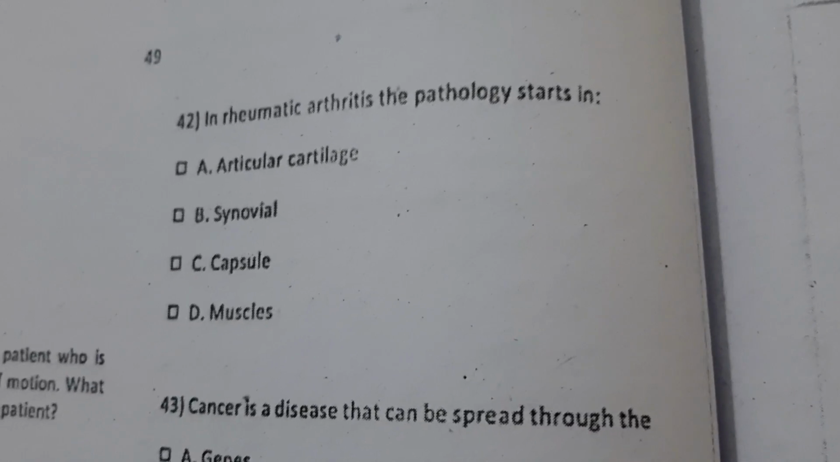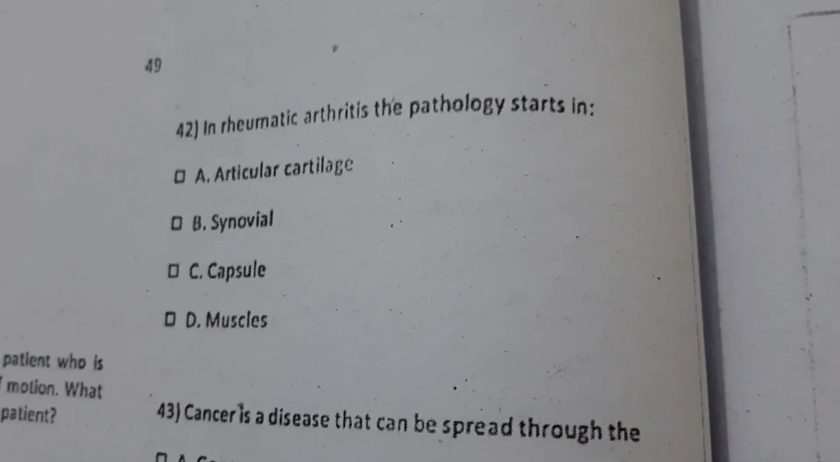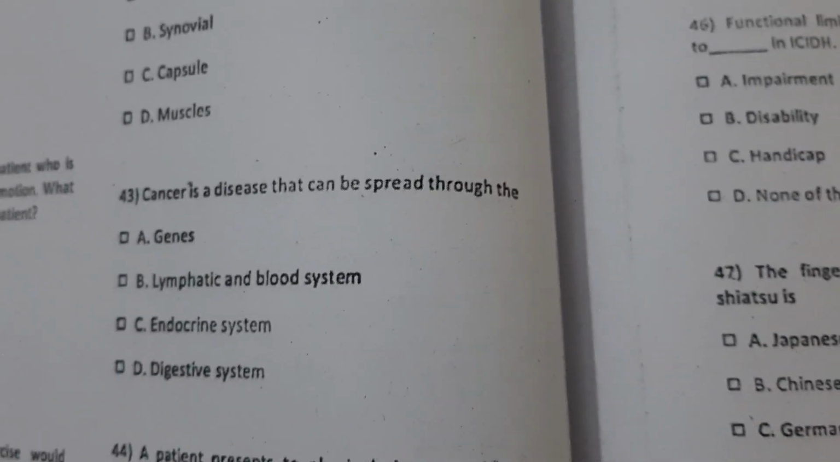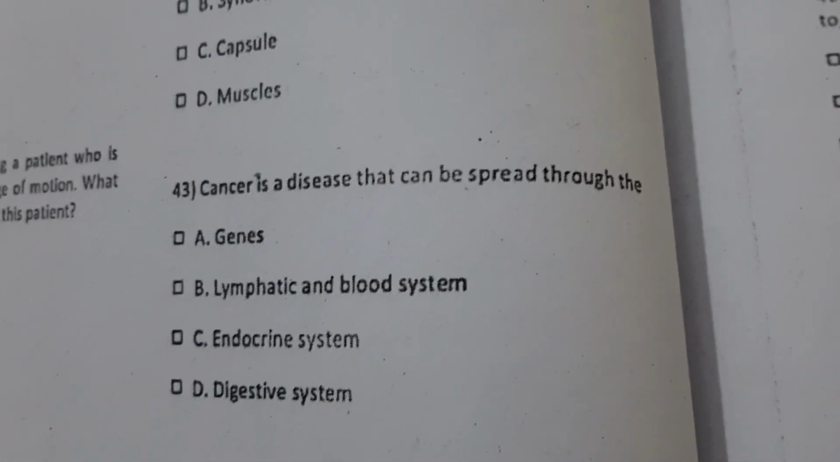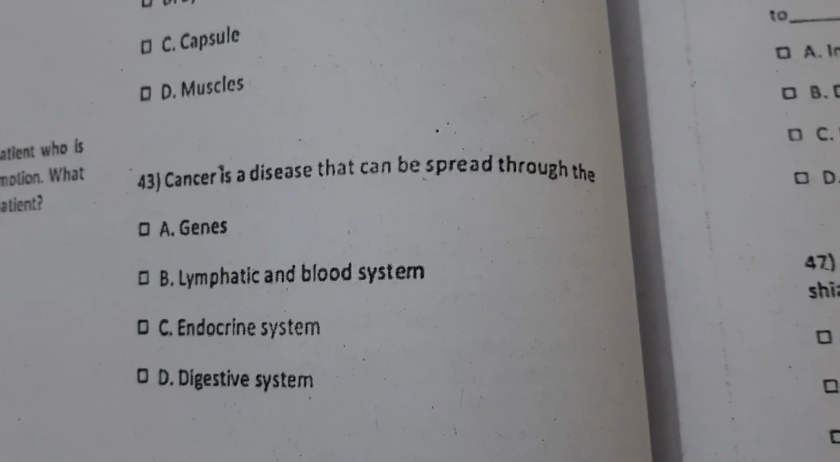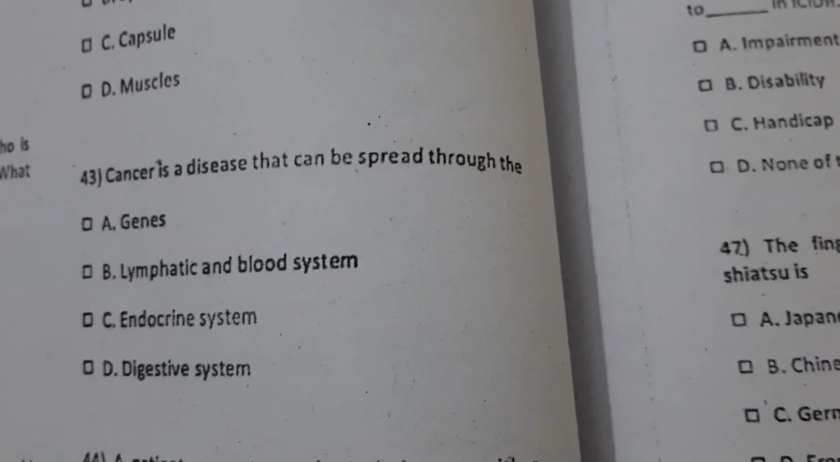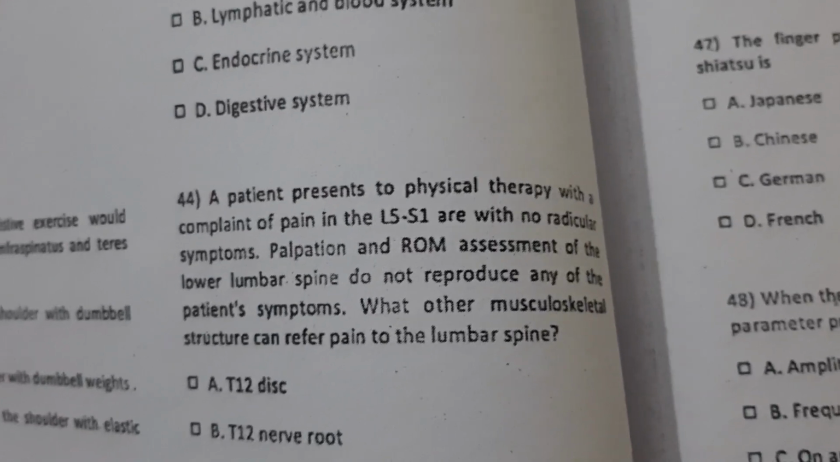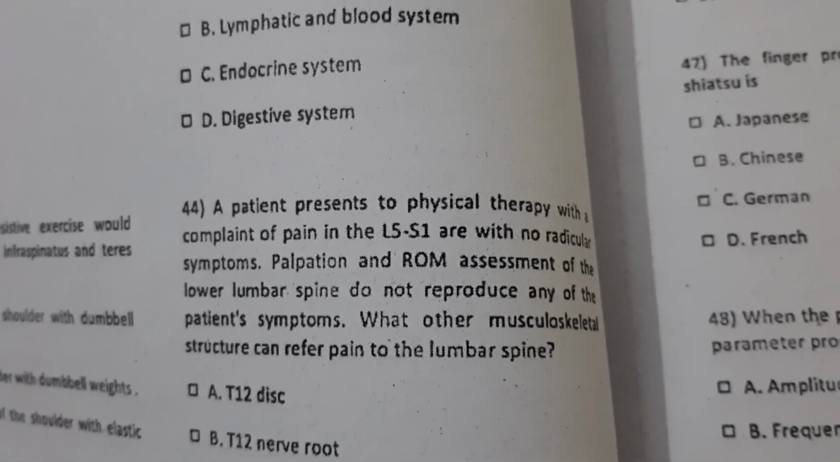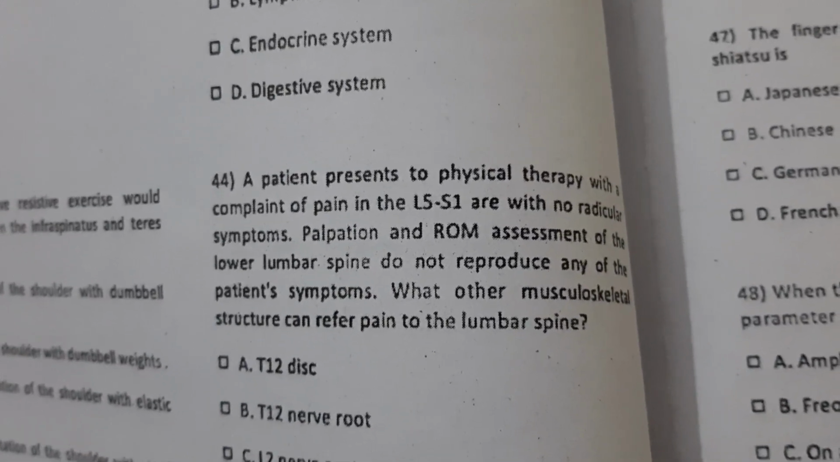The pathology starts in, option B is correct, synovial. Pathology always starts in synovial. So the next MCQ is: cancer is a disease that can be spread through, option B is correct, lymphatic and blood system. So the next MCQ is: a patient presents to physical therapy with a complaint of pain in the L5 to S1 area with no radicular symptoms.